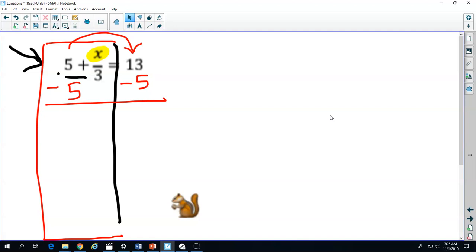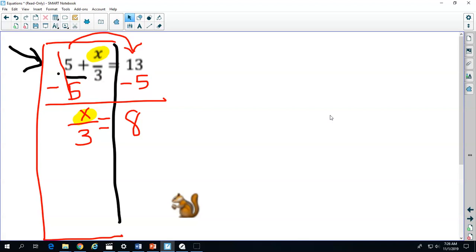All right, so now this is going to cancel out, and then you're going to bring down the x over 3 that you still have, bring down your equal sign, and then you're going to simplify 13 minus 5, which is 8. Okay, so we still have our variable over here. It's not isolated yet. It's not by itself.